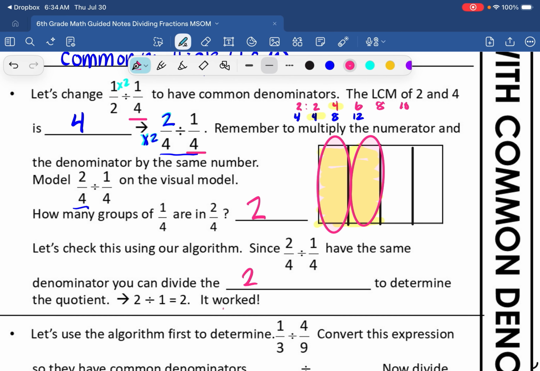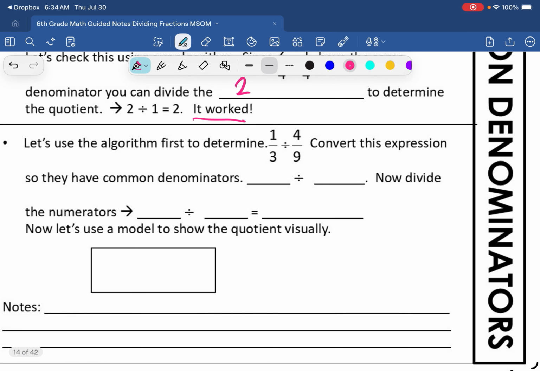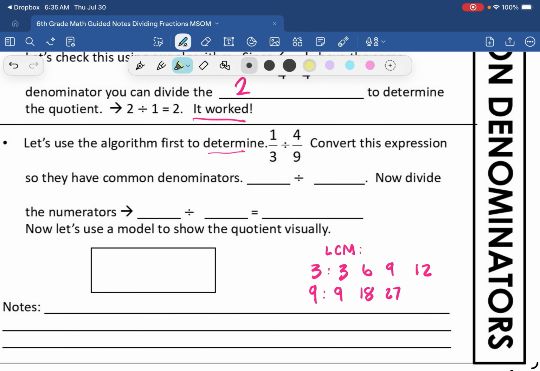And so it worked. Let's use the algorithm first to determine 1/3 divided by 4/9. Convert this expression so they have common denominators. So I need the least common multiple between 3 and 9. So let's write down the multiples. 3, 6, 9, 12. And multiples of 9 would be 9, 18, 27. I already noticed I have a common multiple right here of 9. So that's going to be my denominator.